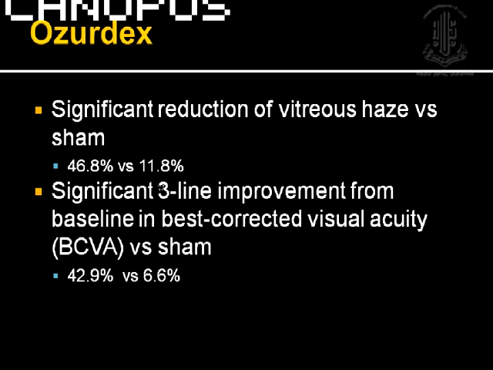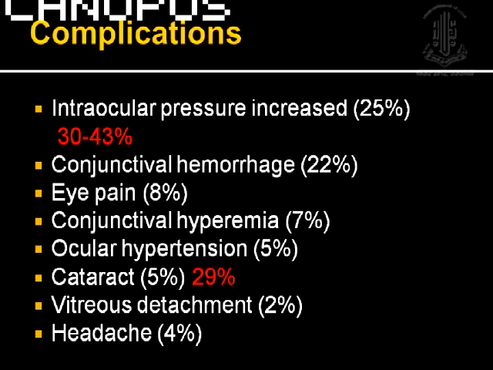The studies initially showed that there was significant reduction of vitreous haze, seen in about 46.8% versus 11.8% in the sham, and significant 3-line improvement in 42.9% versus 6.6%. So that's a very good result which you would like to have in uveitis. How about the complications? You can see it's about 25% IOP rise as compared to 30 to 43% with steroids, and cataract is only in about 5% as compared to 29% with steroids. It seems to be good, but the cost is quite expensive. It's about 40 to 50,000 per injection, and it may not last very long. You may need repeat injections.